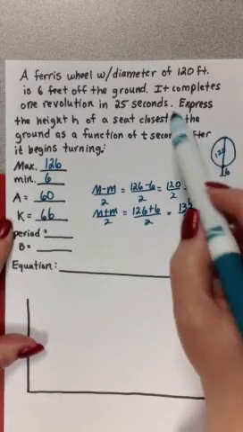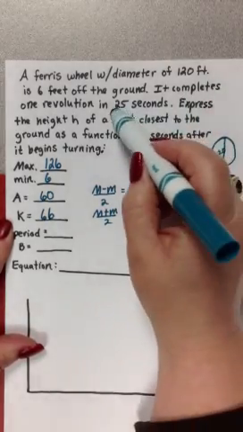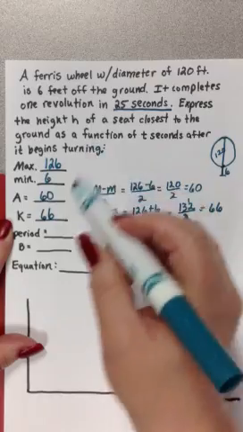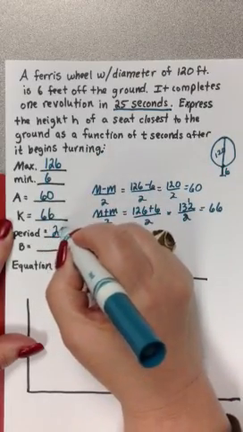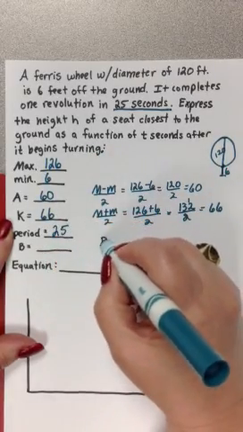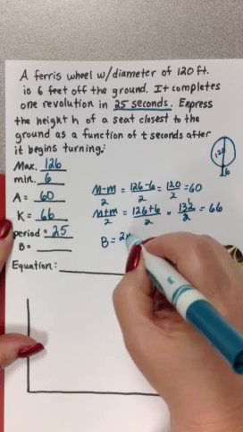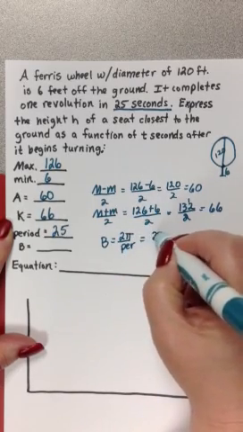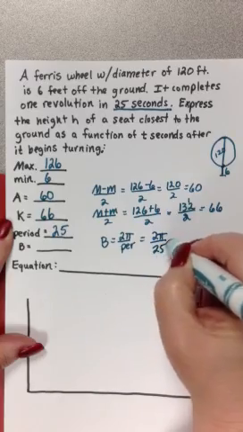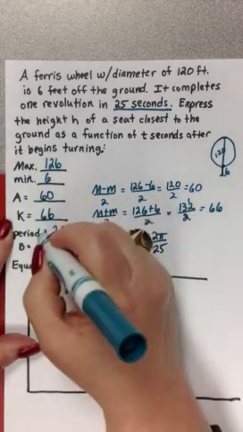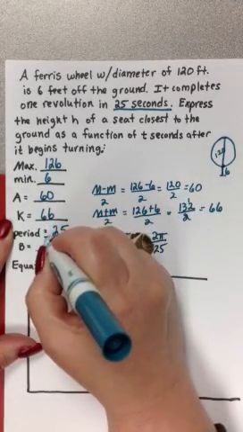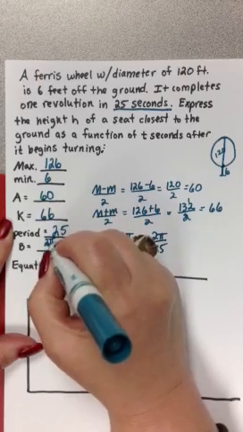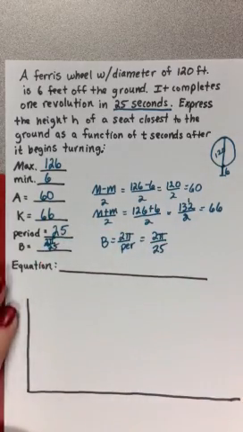Period. Well, it says it completes one revolution in 25 seconds, so I believe our period is 25 seconds. B is equal to 2 pi divided by the period, so B is equal to 2 pi divided by 25 seconds. So that is going to be what B is. It can't be reduced any, so it'll just be 2 pi over 25. They're going to ask you to graph the function also.